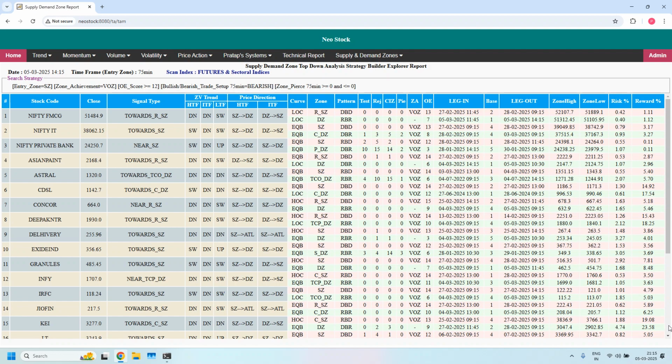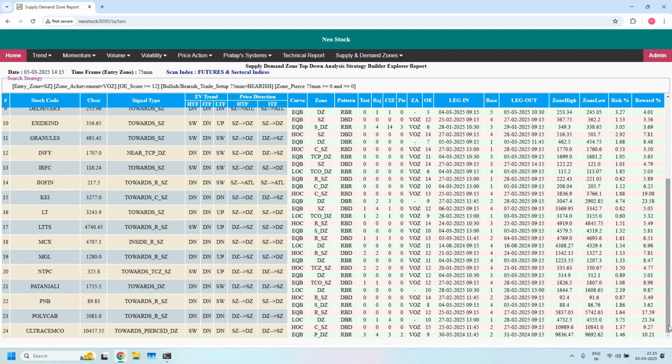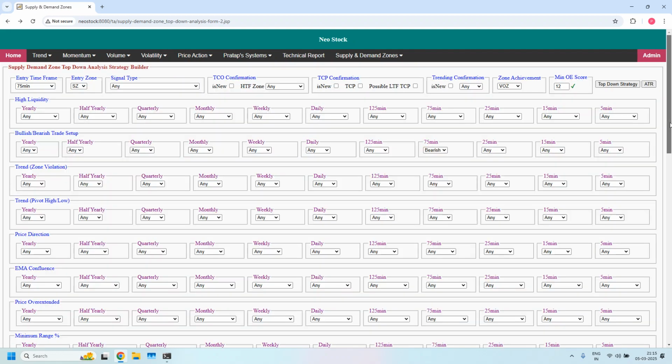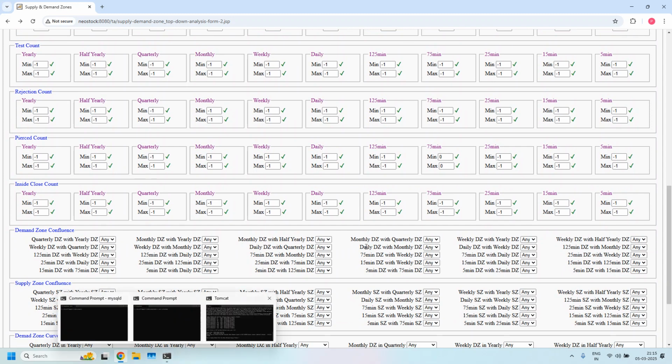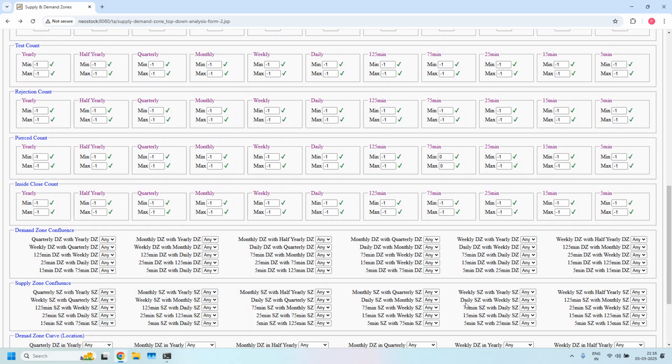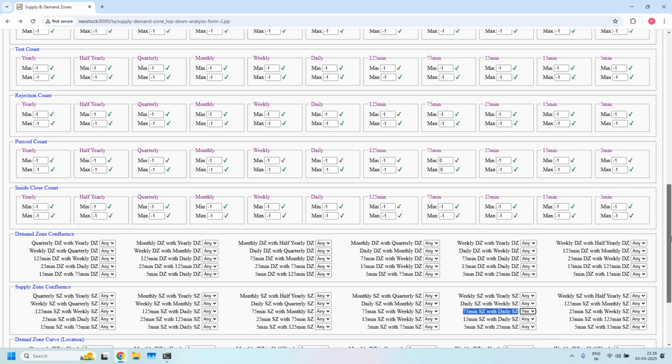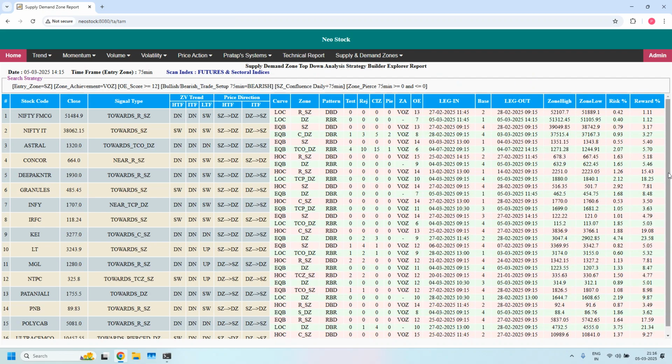Scrolling the list down. So total 24 stocks are supporting bearish trade setup for weekly income trade. Let us check, out of 24, LTF, ITF supply zone confluence and then EMA confluence. In the supply zone confluence, daily supply zone with 75 minute supply zone with daily supply zone confluence. With this filter, out of 24 we got 16 stocks.